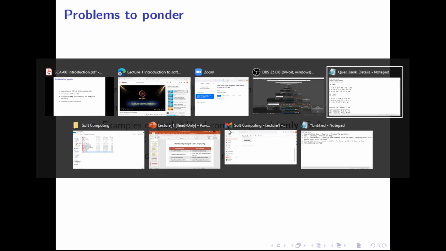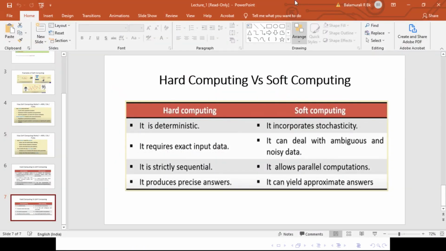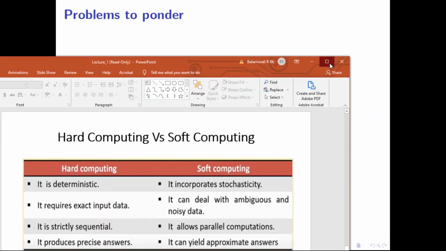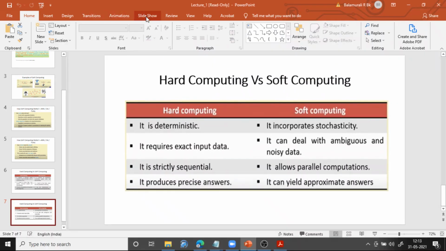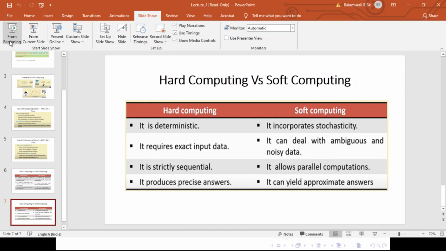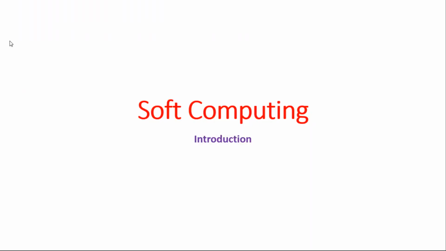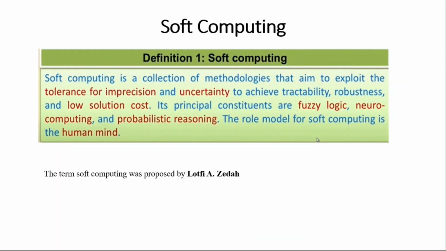Before that, let me discuss something. Let us formally define what is meant by soft computing. This is how soft computing is defined. Soft computing is a collection of methodologies that aim to exploit the tolerance of imprecision. See, this word is very important. Tolerance of imprecision and uncertainty to achieve tractability, robustness, and low cost solution.